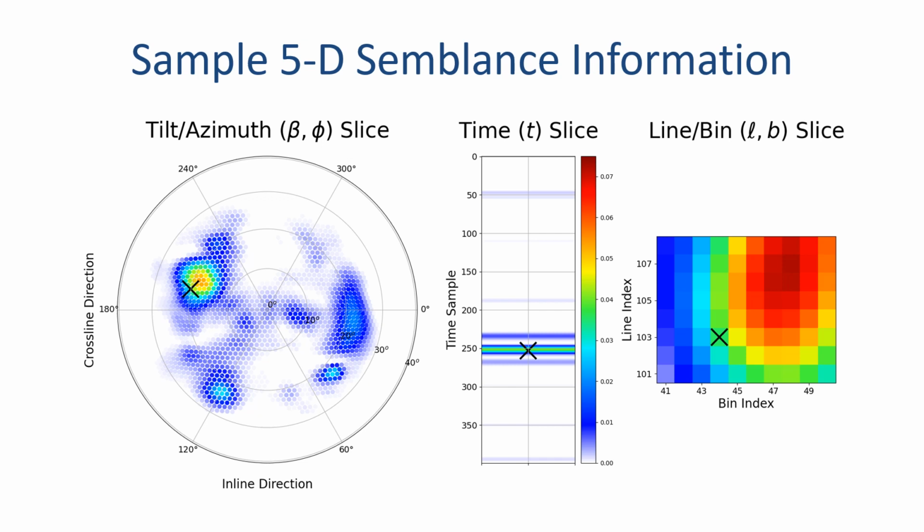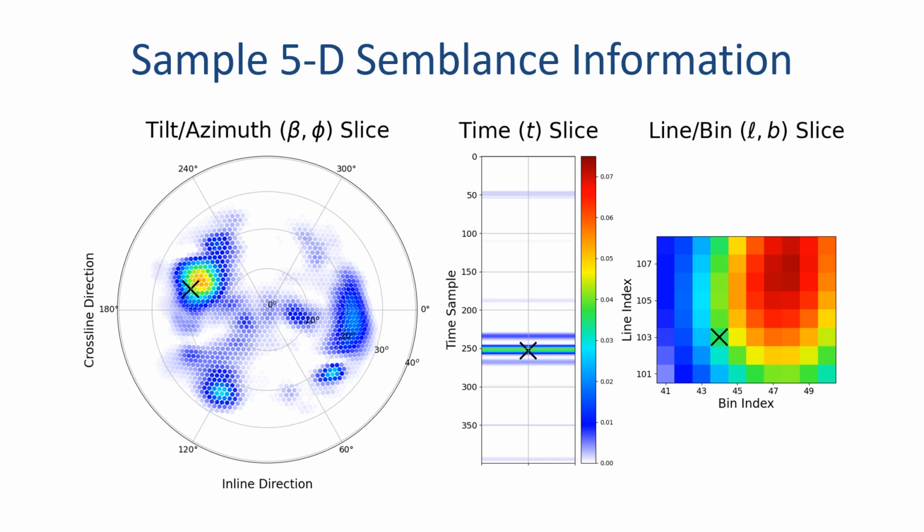To visualize 5D semblance on a 2D screen, we need to look at slices through the data. I came up with this viewer to do that. The middle plot, the one with the amplitude scale, is a semblance trace, and the right plot is a semblance time horizon, a section through line bin space. In both plots, the X represents the same pixel, where the trace intersects the time horizon. So far, so good. Now let's look at the left plot.